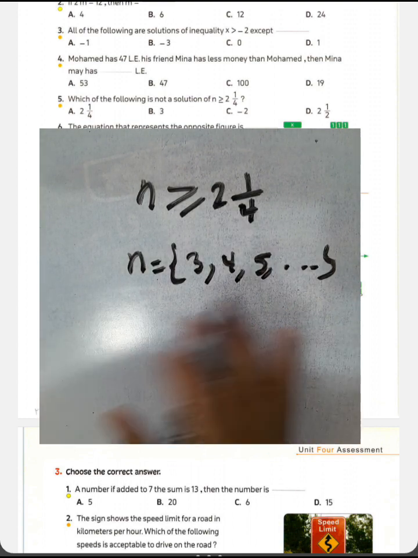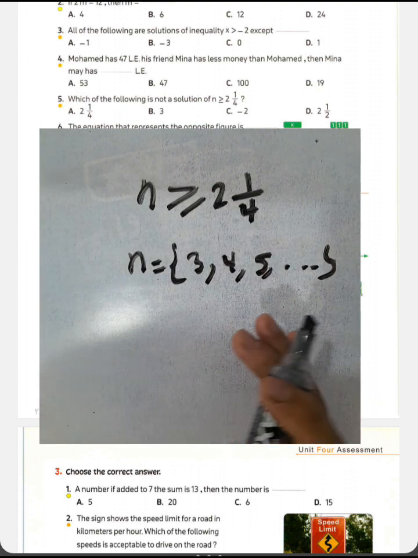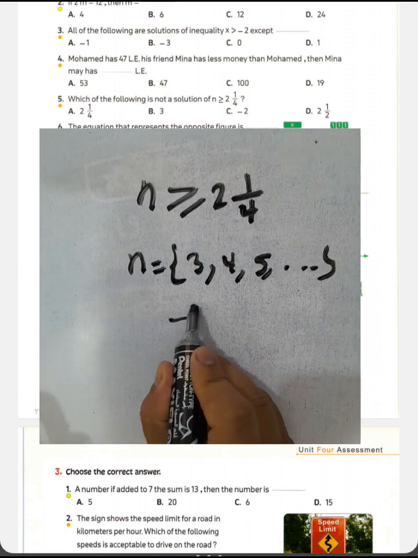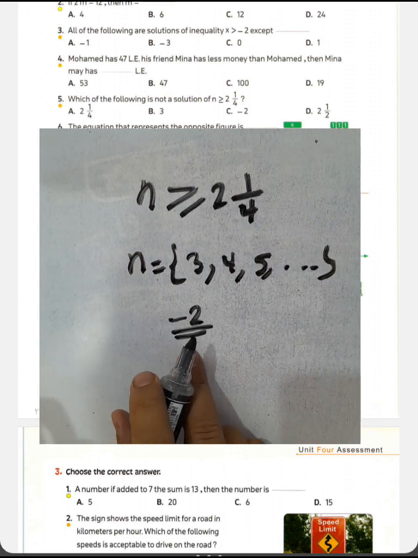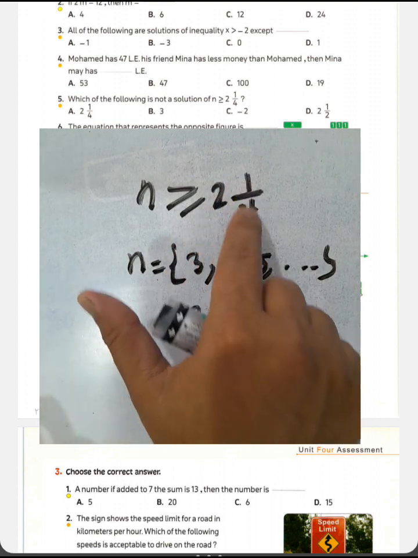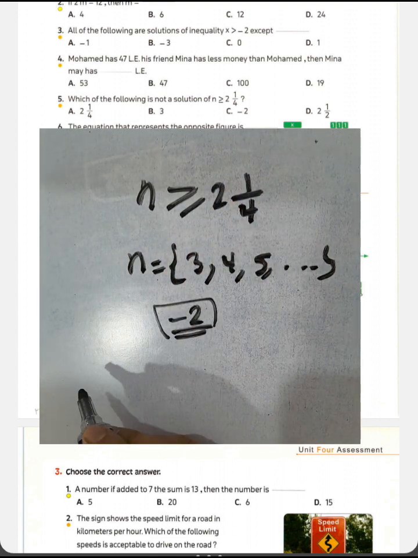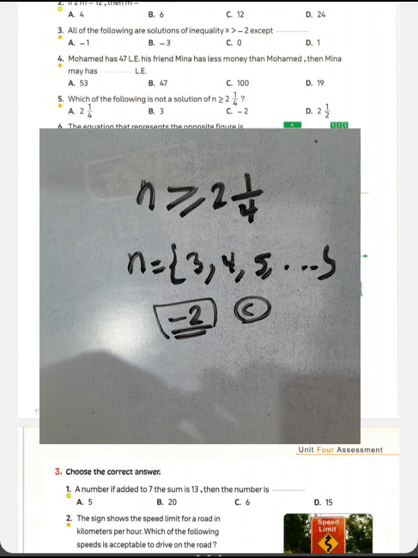You want to find what? Which of the following is not a solution? Not a solution, it will be negative. You must choose letter C, negative 2, because negative 2 is not greater than or equal to 2 and 1 over 4. Then you can write here negative 2. Choose letter C for this example.